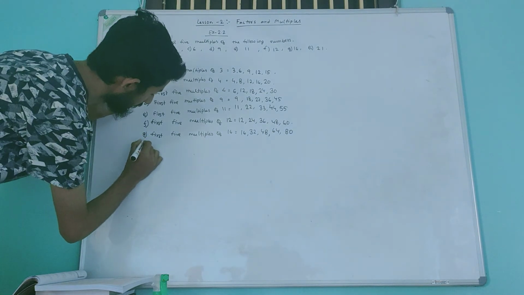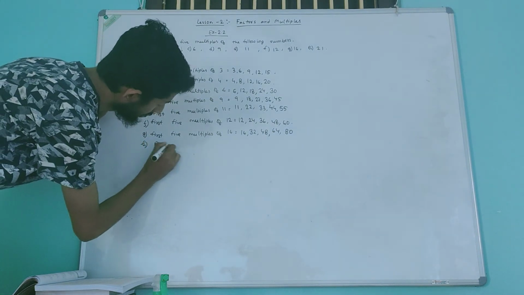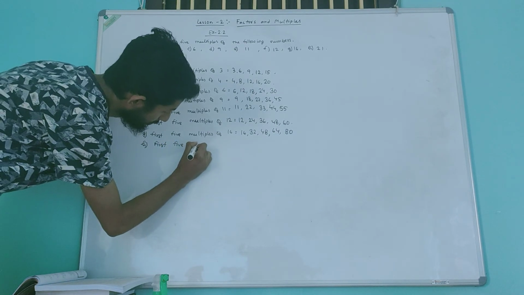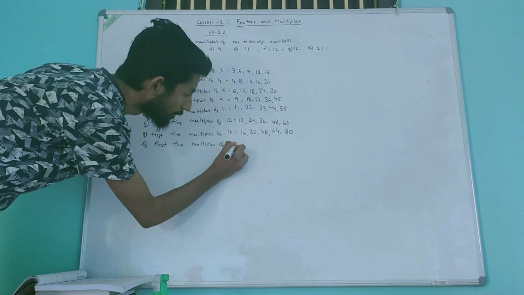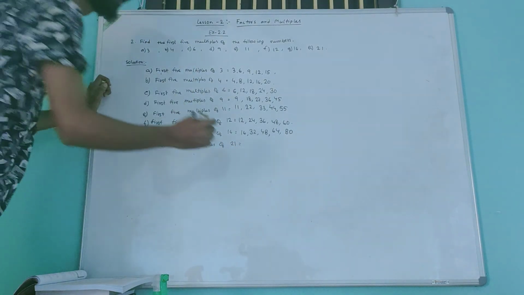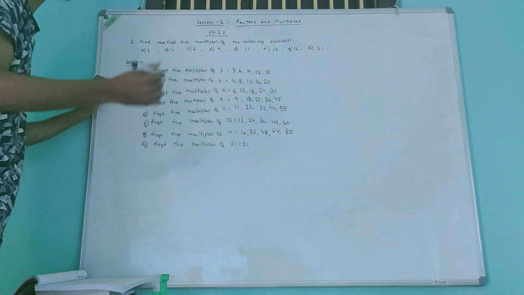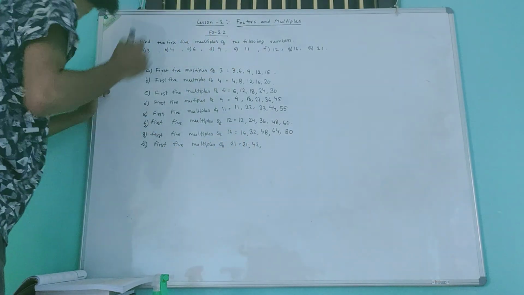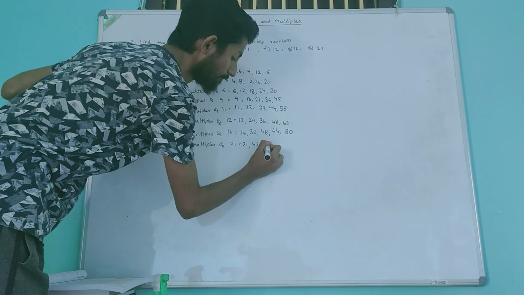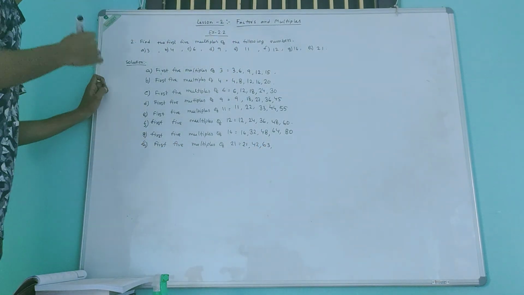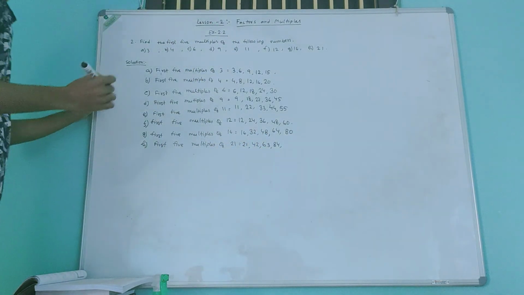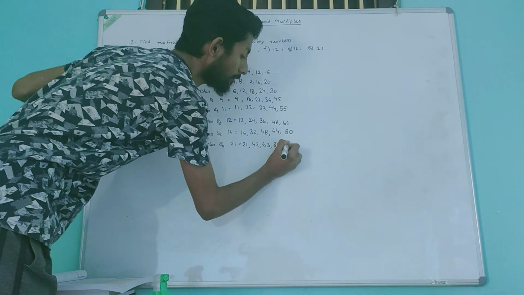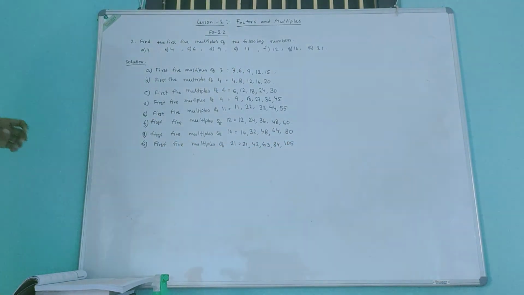Now H, first 5 multiples of 21. 21 ones are 21, 21 twos are 42, 21 threes are 63, 21 fours are 84, 21 fives are 105. I think these are very easy. You can solve them.